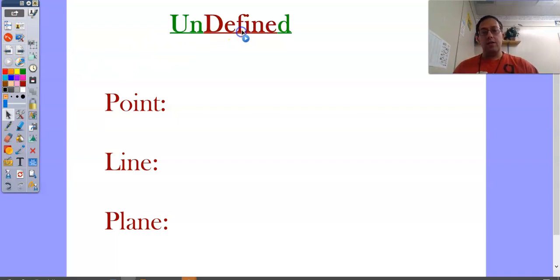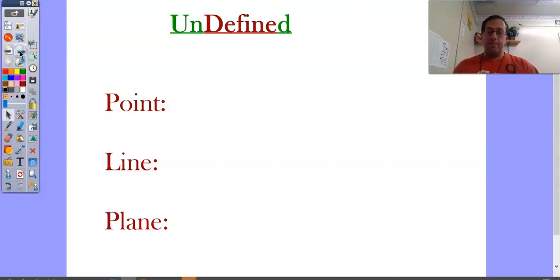So what these actually are, these are what we refer to as undefined terms. Undefined terms is what we have here. And so that is no good. But we can't really define it, but we all know what it is, right? So we're just going to move on.